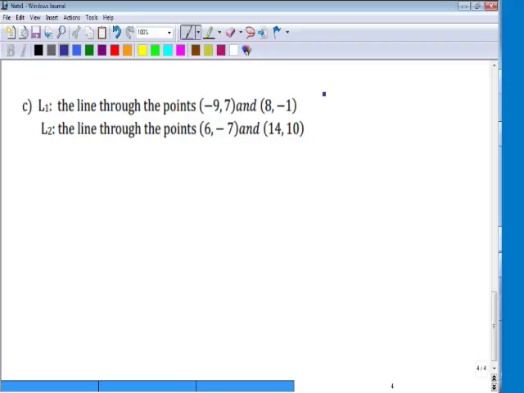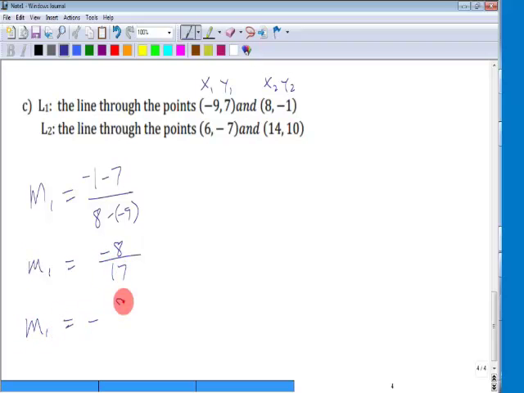Maybe we won't have to work that hard. Top line, M1 equals, if I'm calling this x sub 1, y sub 1, x sub 2, y sub 2, -1 minus 7 over 8 minus -9. Let's work downward here. M sub 1 equals negative 8 over 17. It's kind of an unexpected slope, but it looks like that's correct. Negative 8/17 for the slope.